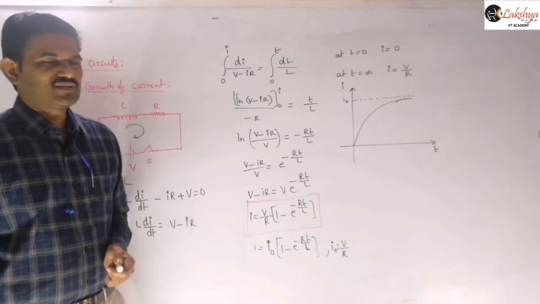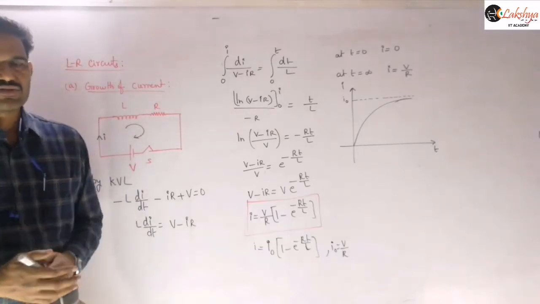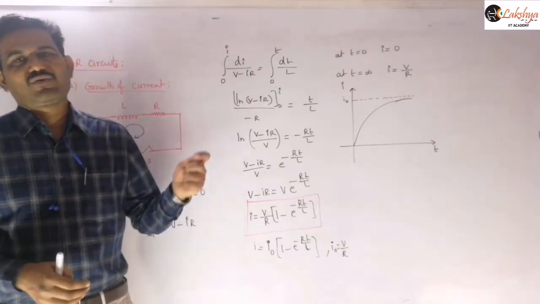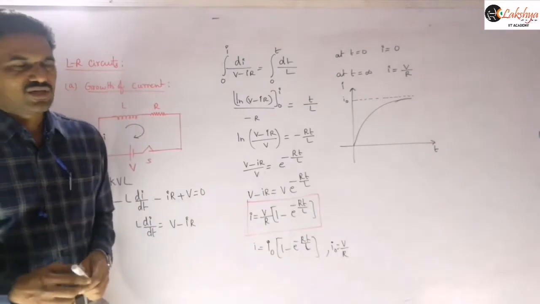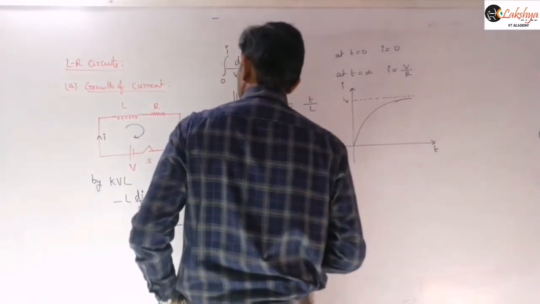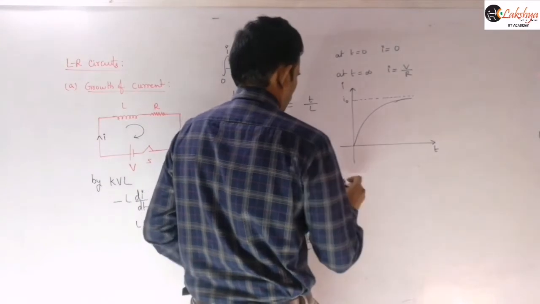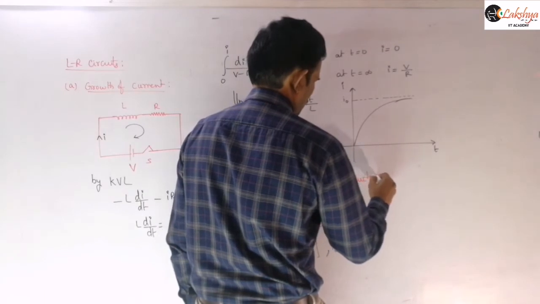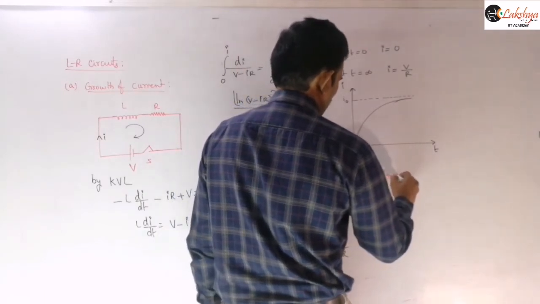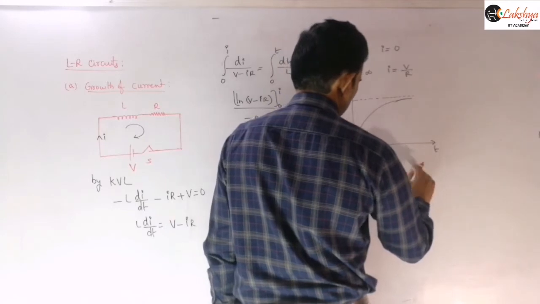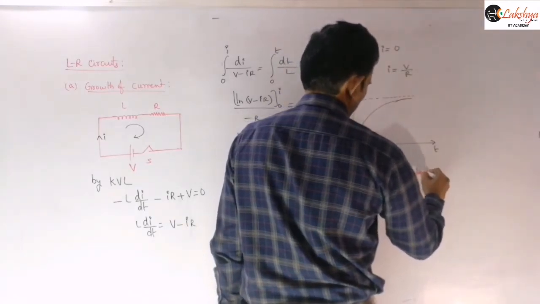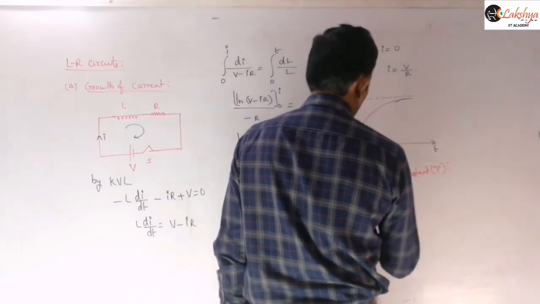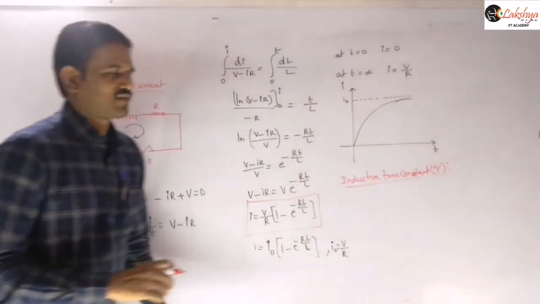And then here we define the time constant, the inductive time constant. Previously we already defined the time constant for the CR circuits, which we called the capacitive time constant. And now here we call this the inductive time constant. That is again represented with tau. You can represent it as tau L, but just tau is sufficient.